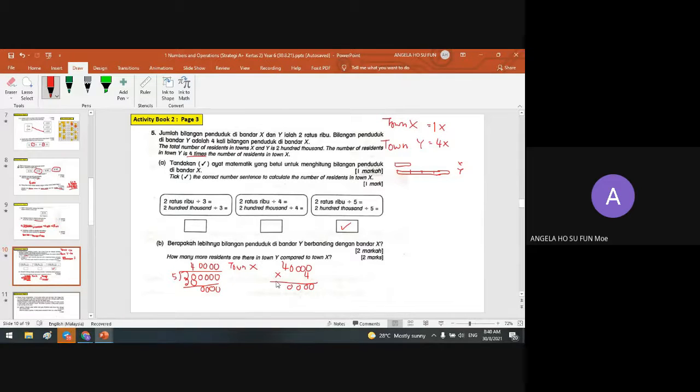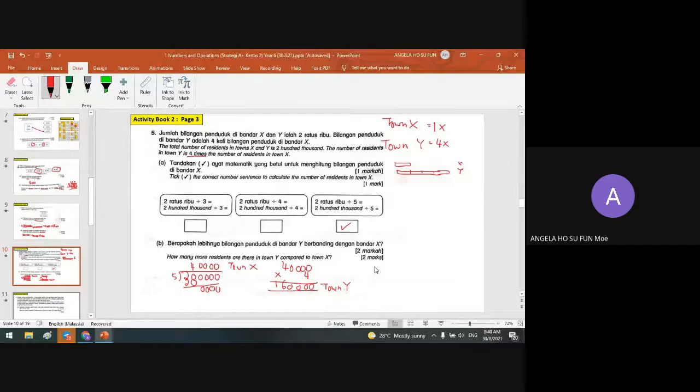4 times 4 is 16. 160,000. This is the resident for town Y. Right? Resident for town Y. So now they ask you, how many more residents in town Y compared to X? If you have town Y this amount of resident and town X this amount of resident, how many resident more in town Y?